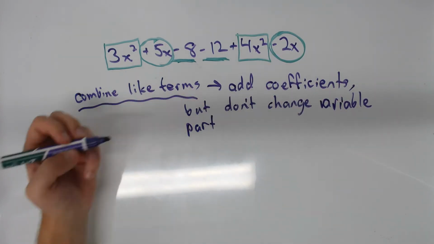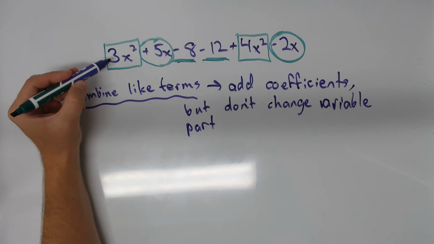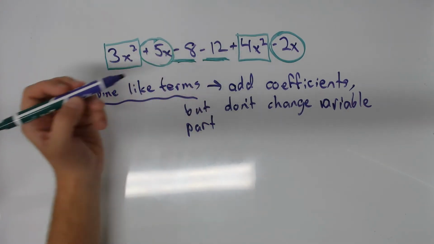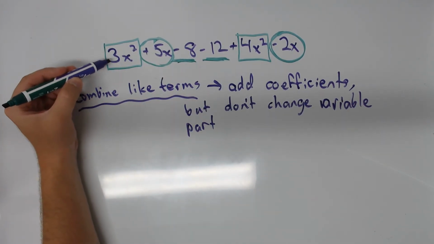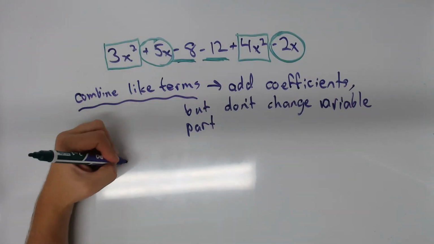This might be a review for some of you. I hope it is. But I have a 3x squared and a 4x squared. I'm going to add the numbers in front. That's 3 plus 4 is 7. 7x squared.